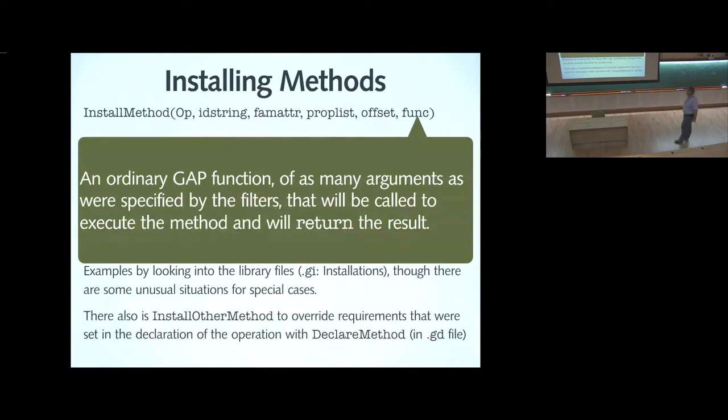There also is, and you will see this in the library, sometimes InstallOtherMethod. That's because these operations initially get declared for certain sorts of arguments, and sometimes you want to call it with slightly different arguments or a different number of arguments than declared. Okay.